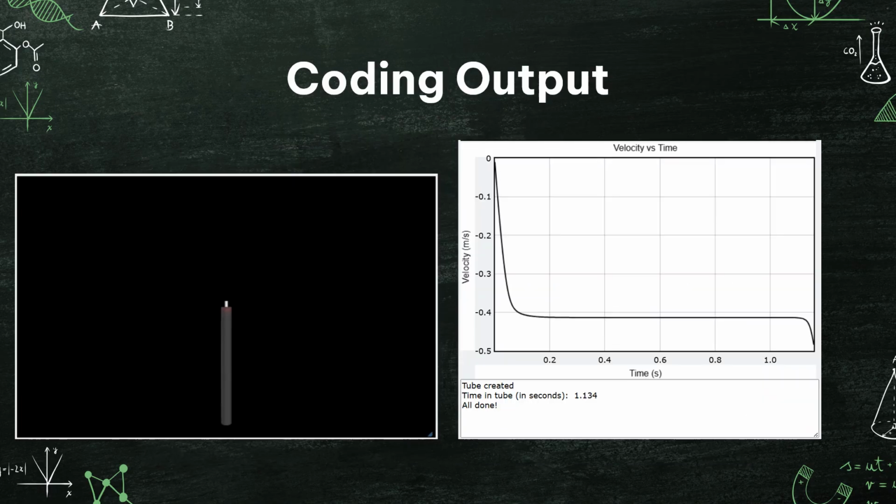Here's what my coding output looked like with the magnet falling down, and then there's the graph on the right.